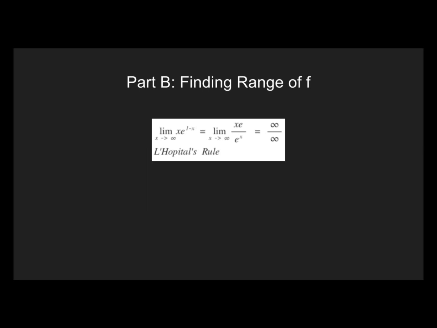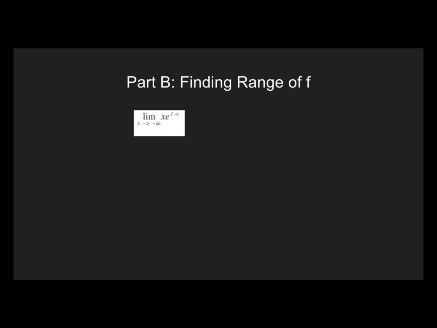So now we can apply L'Hopital's rule. Take the derivative of the top and the bottom with respect to x, and we get the limit as x approaches infinity of e over e to the x, which is equal to 0. Next, we want to find the limit as x approaches negative infinity of x times e to the 1 minus x. And this is equal to negative infinity times infinity, since x just turns into negative infinity, and e to the 1 minus negative infinity is e to the positive infinity, which is a very large positive number, which is infinity. So negative infinity times positive infinity is negative infinity.